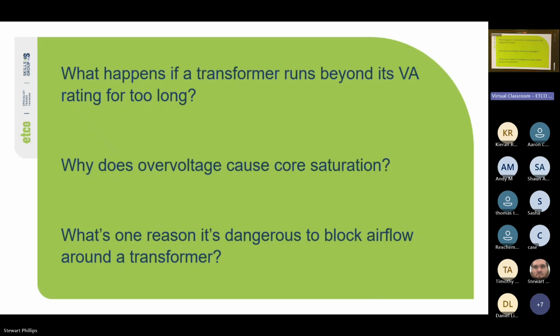Yeah, basically by blocking off the ventilation, we're blocking off one way for it to dissipate heat. And a hot transformer is an unhappy transformer.